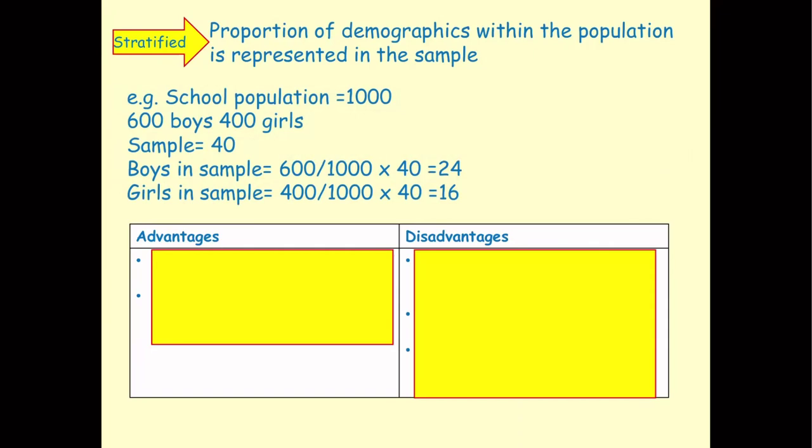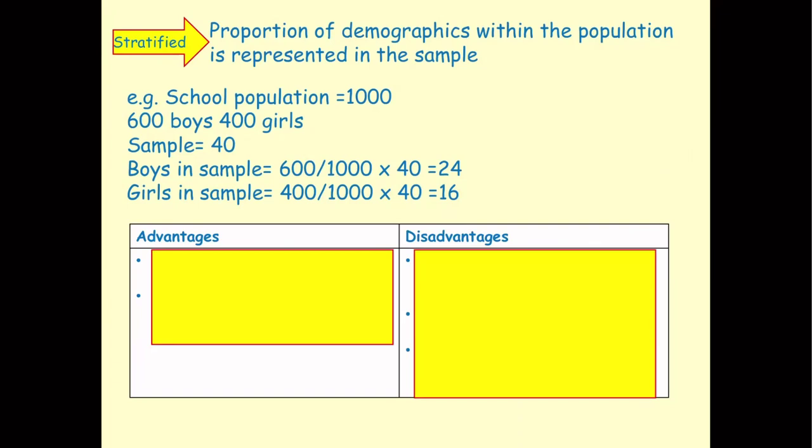What I would like then in my sample, which is going to be a sample size of 40, I want 60% of that to be boys and 40% of that to be girls. So I've calculated here that 600 over 1,000 is my 60%, times that by 40, that gives me 24. So 24 boys need to be in my sample. And likewise with the girls, 400 over 1,000 is my 40%. Times that by the 40 gives me 16. So 16 girls need to be in the sample.